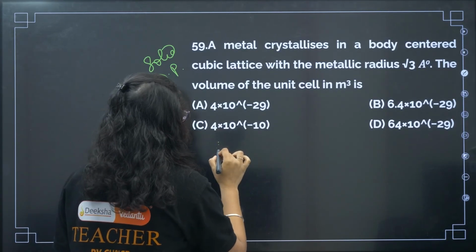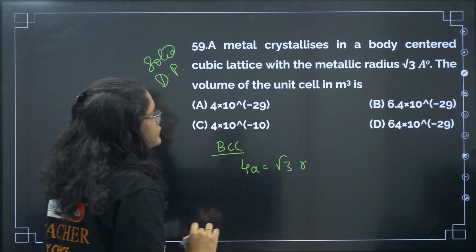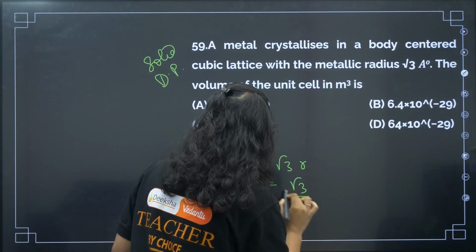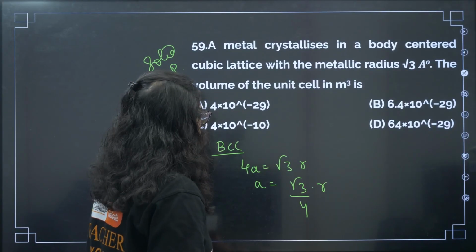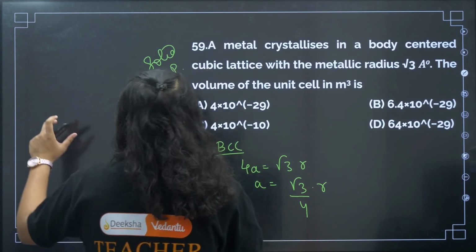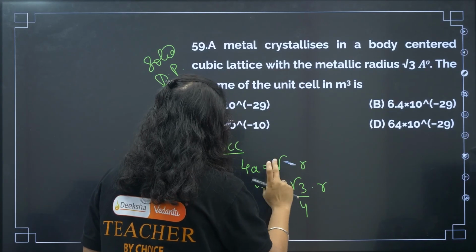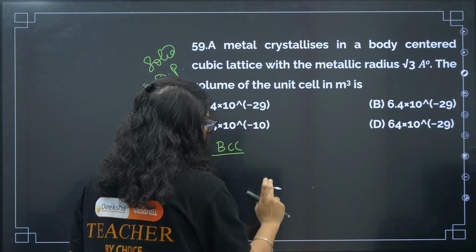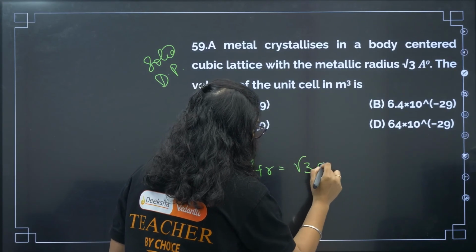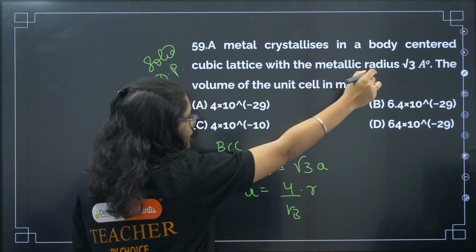If you know that for BCC, what is the relation? 4A is equal to √3R. Okay, so what is the value of A? A value is √3 by 4 into R. One second, one small error here. I wrote the wrong relation. For BCC, the relation between radius and the side of the cube is 4R is equal to √3A. So now A will be equal to 4 by √3 into R, and the R value given is √3.